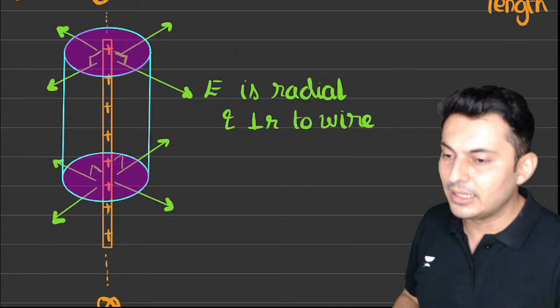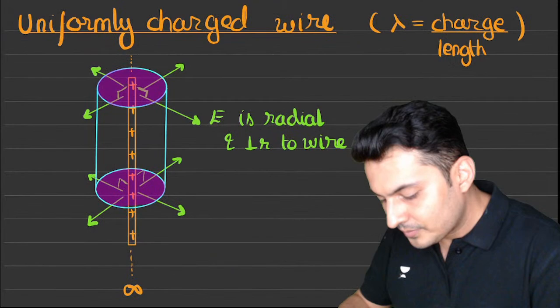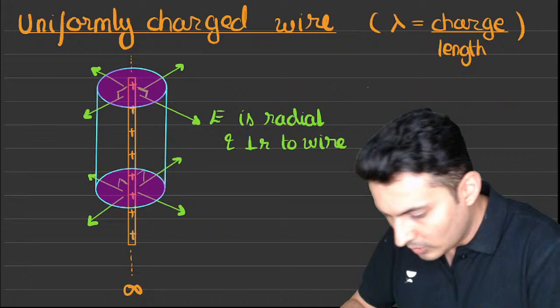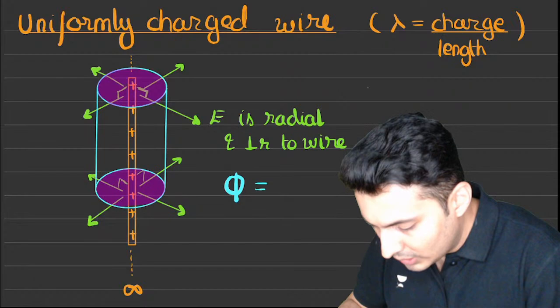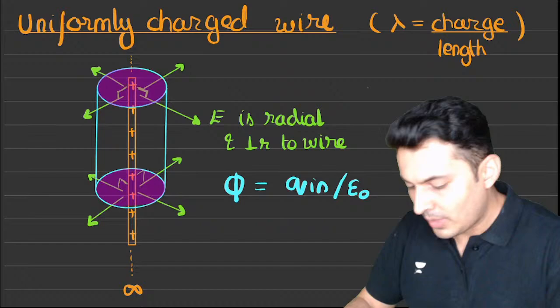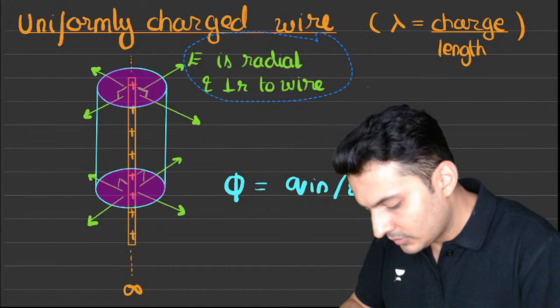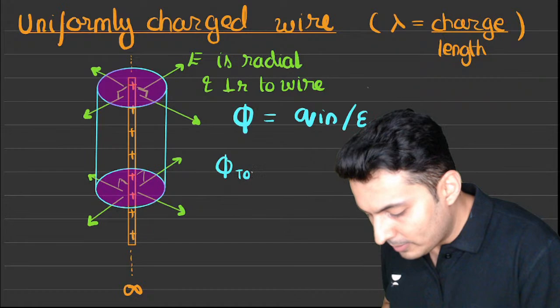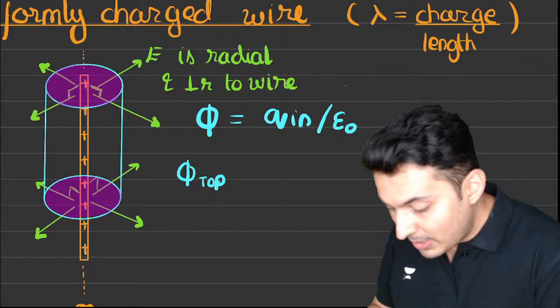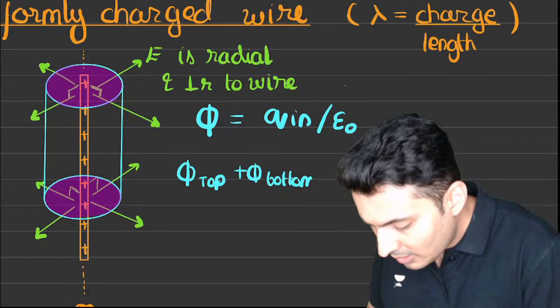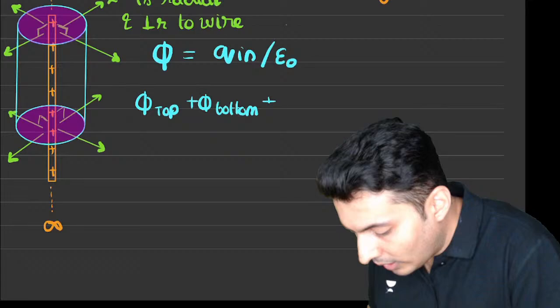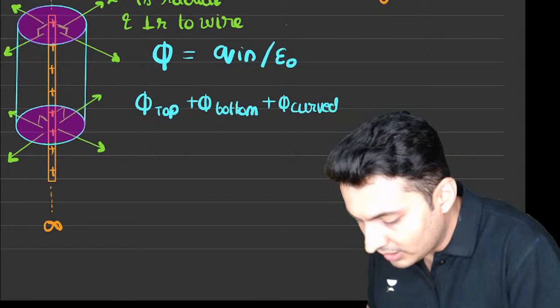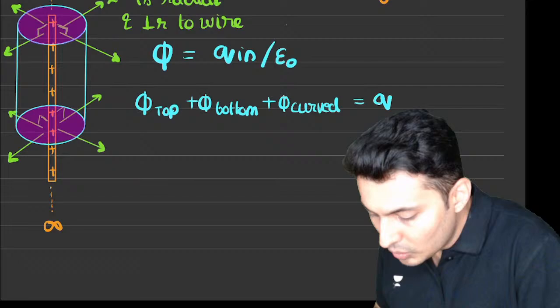Can you guys tell me, when I write Gauss's law like this? Just observe. Total flux is equal to enclosed charge by epsilon naught. This flux will have contribution from three surfaces. Flux from the top surface, the one which I have shaded over here, correct? Plus the flux from the bottom surface, and there will also be flux from the curved surface, which is unshaded, is equal to Q in by epsilon naught.